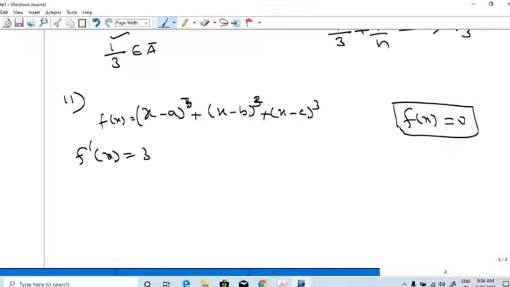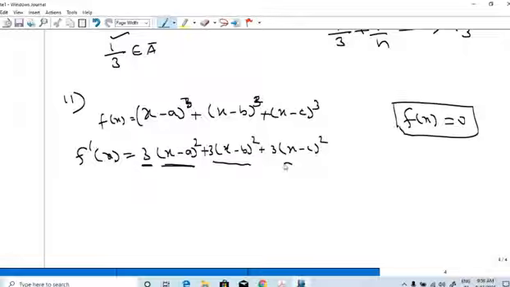Therefore 3 times (x minus a) whole square plus 3 times (x minus b) whole square plus 3 times (x minus c) whole square. Now everything is a positive term, because each is a whole square. Therefore f dash of x is always greater than or equal to 0. Suppose one term is 0, but the other terms may not be 0.